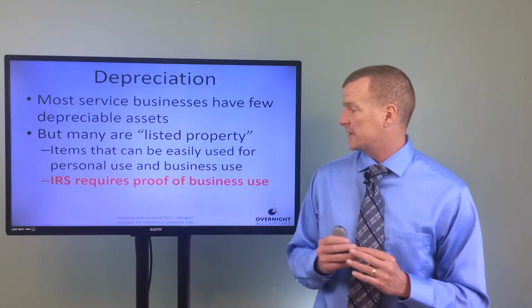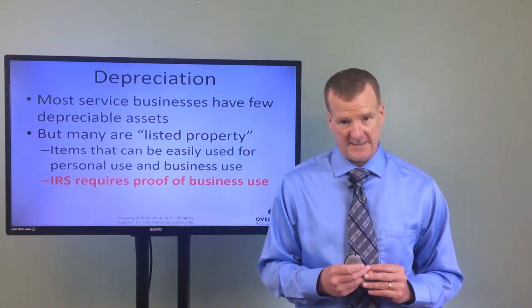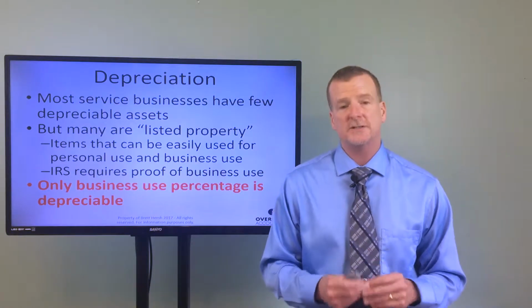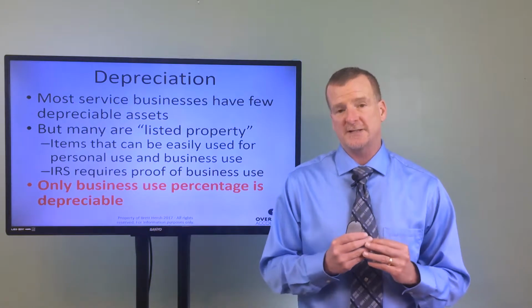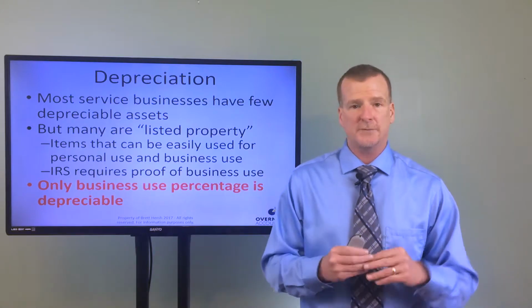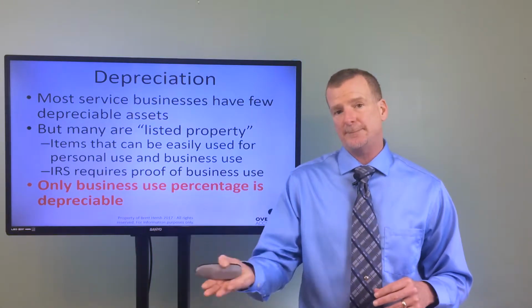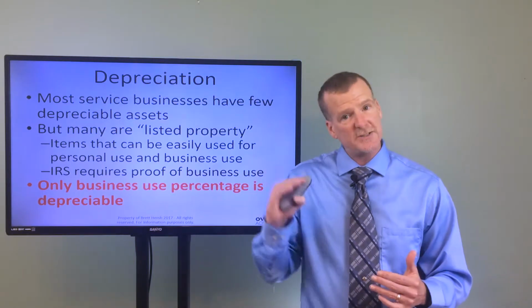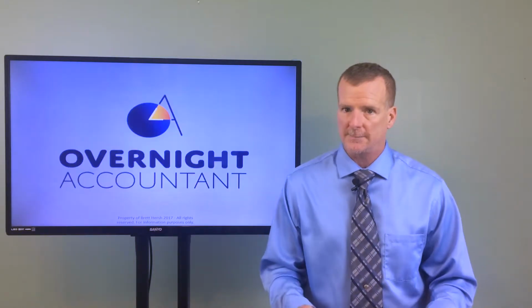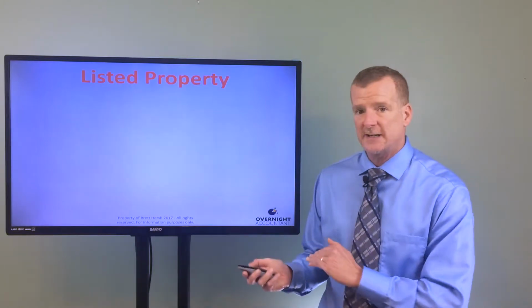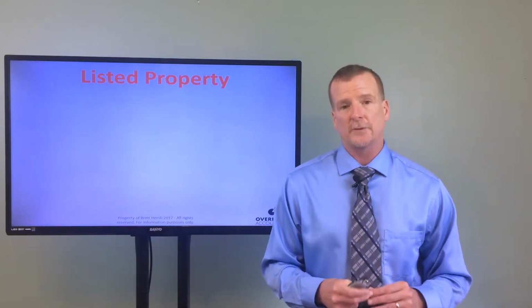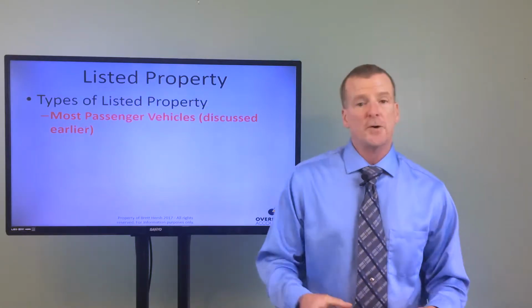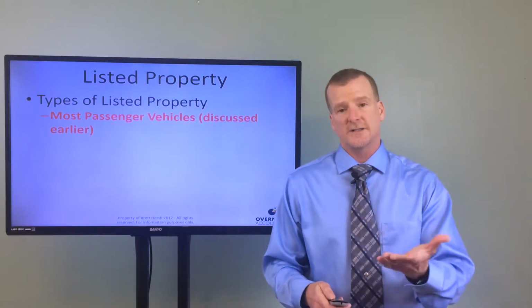So the IRS requires proof of business use for these assets. And remember, only the business use percentage is depreciable. So if you have an asset that's used 80% of the time for business and 20% personal, only 80% of the value, or what you paid for that asset, is going to be depreciable, and that may change year to year. Another reason this becomes complicated. So enough with that section there. Let's move on to listed property. We're going to list a little bit more of the listed property here. Here's some of the types. Most passenger vehicles are considered listed property.